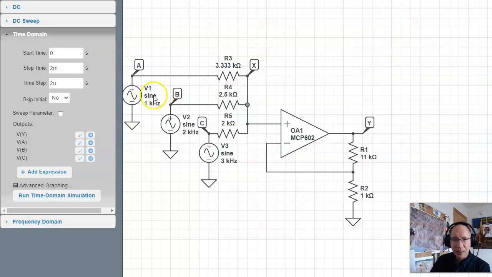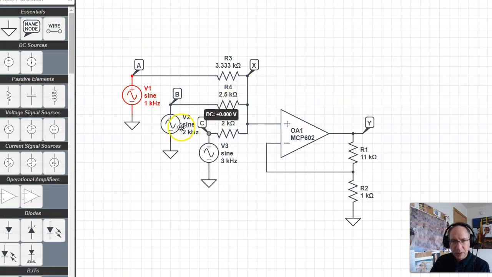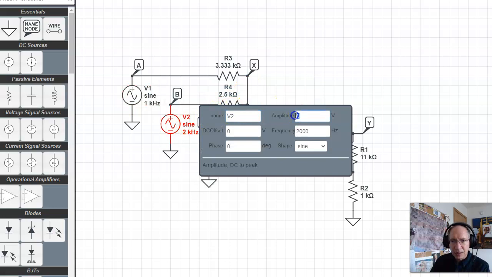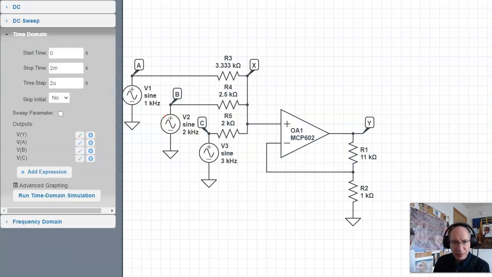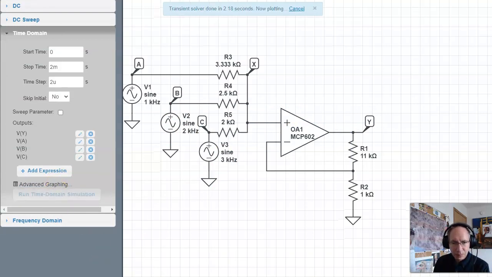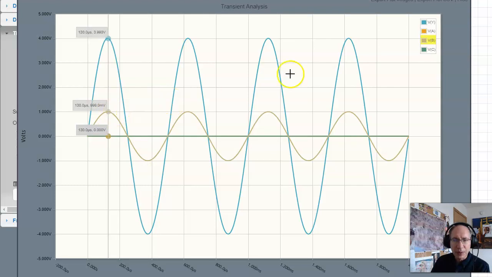Okay, let's turn off A. Make that 0 volts. Turn on B. Make that 1 volt. And simulate it. And here's what you get. The output is 4 volts, sine wave. B has a gain of 4.